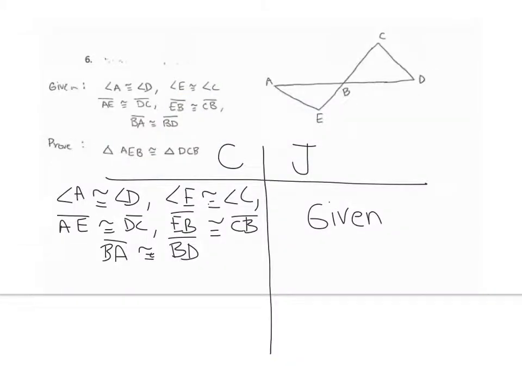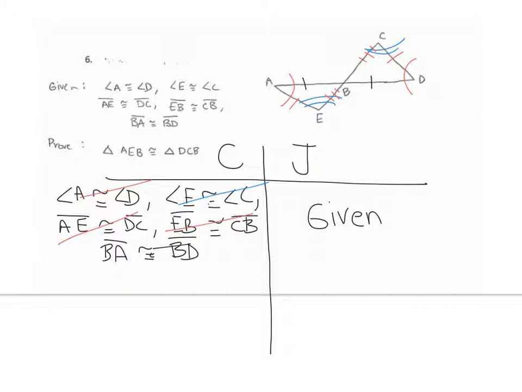Okay, I went ahead and wrote down all my givens, and there's 5 of them, so I'm going to go ahead and mark them. So angle A is congruent to angle D. Mark that. Angle E is congruent to angle C. Mark that. Segment AE is congruent to DC. Mark that. EB is congruent to CB. Mark that. And then BA is congruent to BD. So 1, 1. So I have 3 sides that are congruent, and I only have 2 angles.